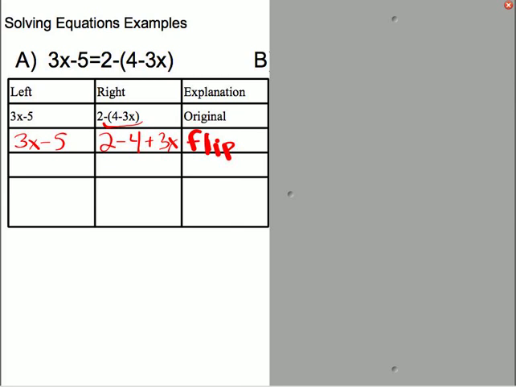So we started with flipping. Now hopefully you're noticing some simplifying that can go on. So I see the 2 minus 4. I actually can do that math and get negative 2 plus 3x. That's a simplifying step. The left, again, nothing to simplify. There's only 3x minus 5. You can't combine those. But now we start to look for things we can remove from both sides.